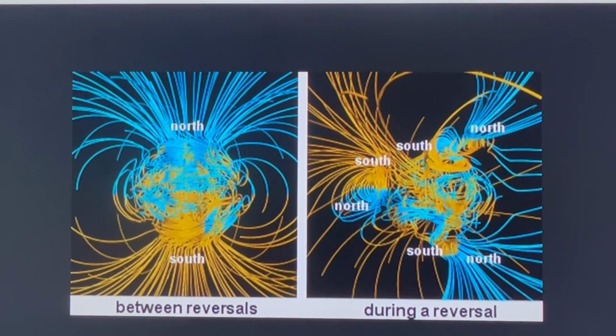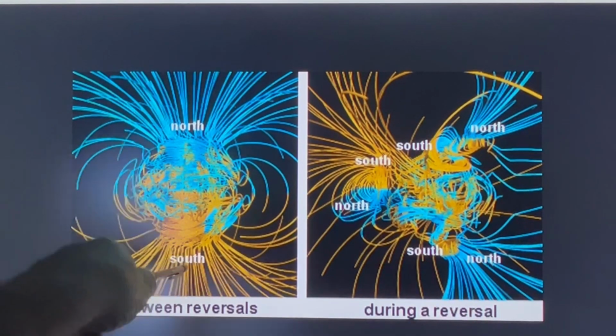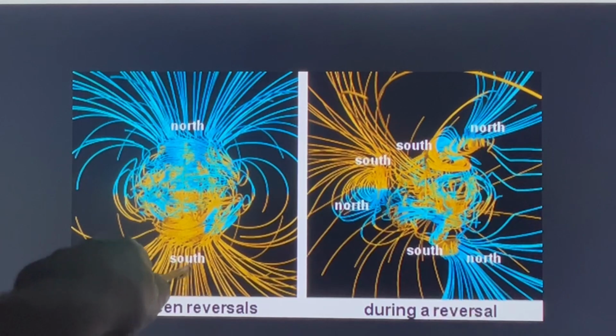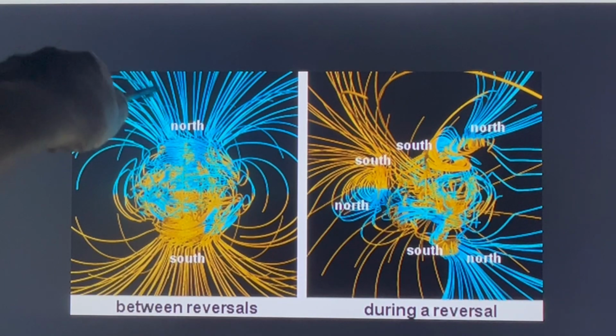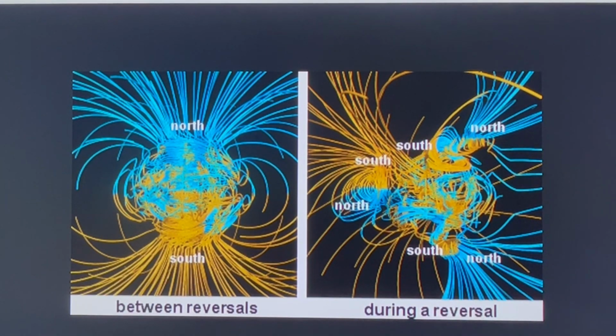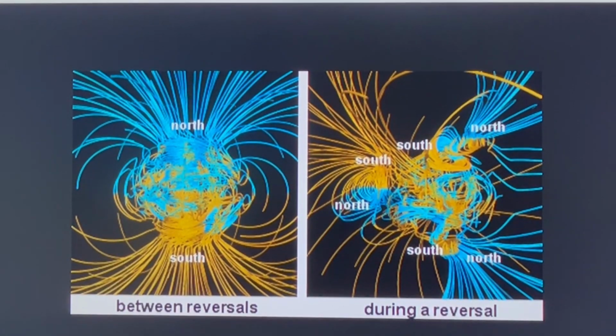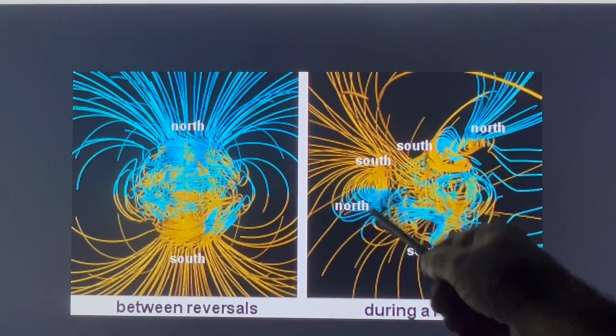So normally when our protective magnetic field is at 100% full strength, that's when the magnetic poles are more or less, doesn't have to be exact, but more or less antipodal. So we have neat, organized magnetic field lines leaving the south magnetic pole and circling the planet and coming back into the north magnetic cusp. However, during reversals or geomagnetic excursions, such as we're in now, the magnetic field lines become disorganized, tangled, a mess.